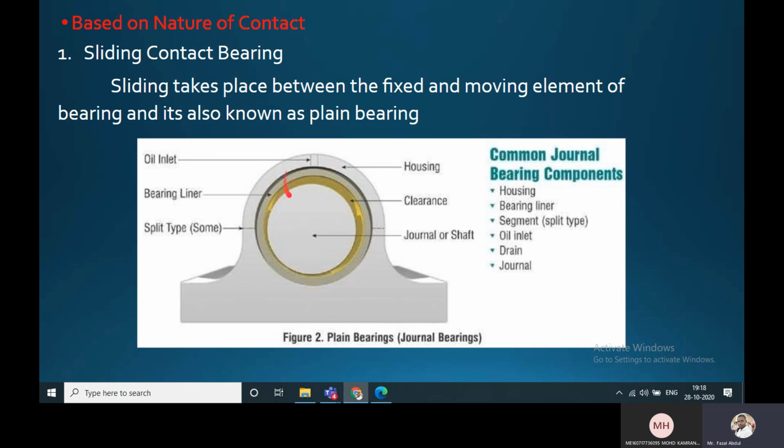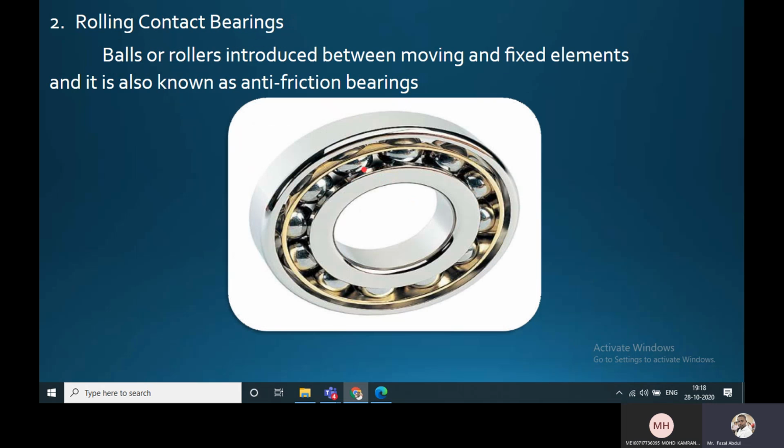If you see the previous one, here sliding action exists because of continuous contact of the journal shaft with the bearing, so it is known as a full journal bearing, and there may be some friction here, because the total surface is going to contact the bearing. But in this case, only the tips of the balls touch the inner race and outer race. For this reason, we can call this type of rolling contact bearing an anti-friction bearing.